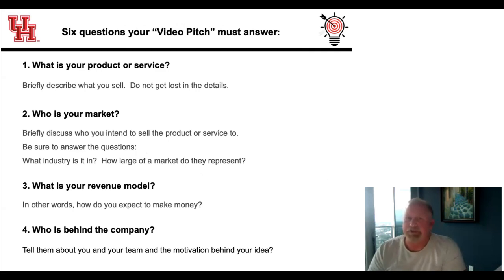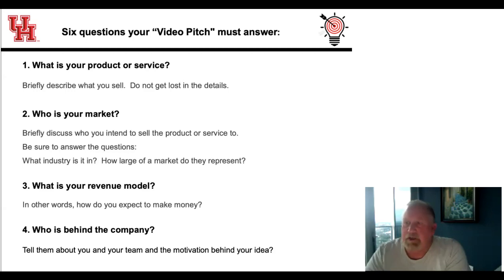The first is, what is your product or service? So you're going to briefly describe what you sell. Do not get lost in the details of it. What we want is a high-level description of the functional value of that product that it brings to market to that customer.